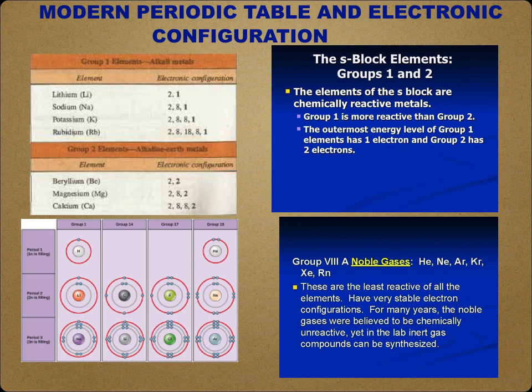So we can say that the elements with the same number of shells occupied by electrons belong to the same period. The elements in the second period, namely lithium, beryllium, boron, carbon, nitrogen, oxygen, fluorine and neon, have electrons in 2 shells, that is K and L. The elements in the third period, namely sodium, magnesium, aluminium, silicon, phosphorus, sulfur, chlorine and argon, have electrons in 3 shells, K, L, M, and so on.